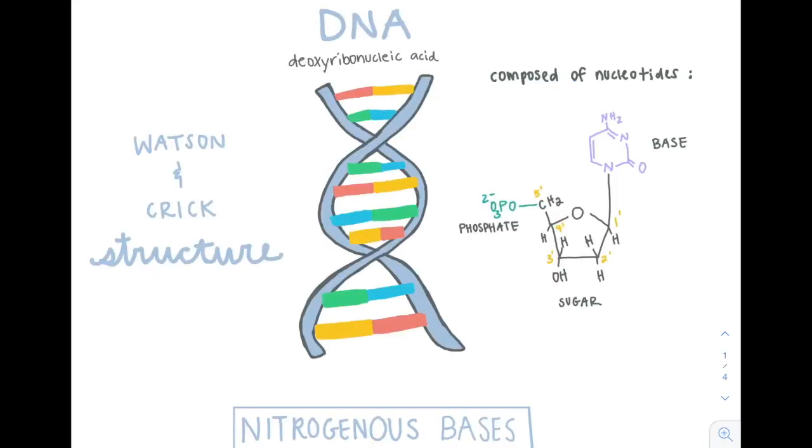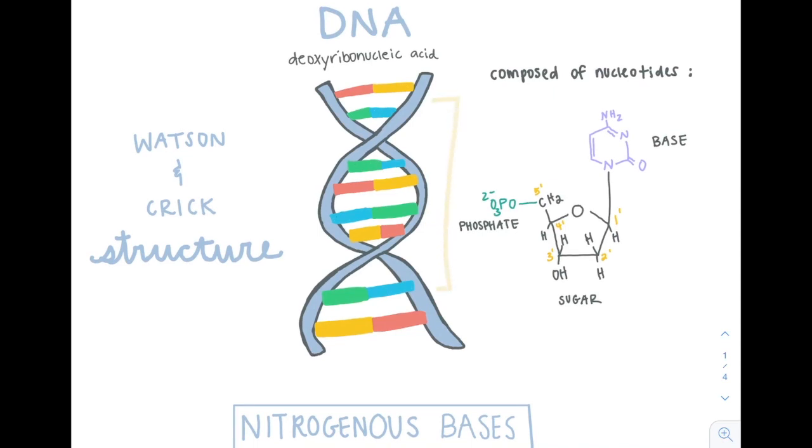Today we'll be discussing the DNA structure that was discovered by James Watson and Francis Crick in 1953. DNA, deoxyribonucleic acid, is a double helix structure which can be seen here. If you were to unwind this structure, you would see nucleotides linked over and over again through strong phosphodiester bonds.